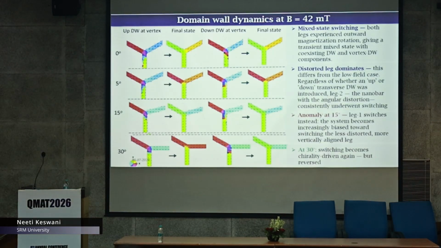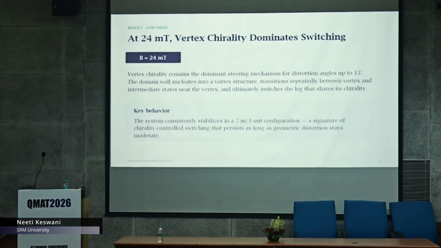Now let us try to understand why it is happening. Just take away from my previous presentation that at 24 millitesla, wherever there is an up domain, if the magnetization is in this direction, leg 1 is switching. If it is a down domain, leg 2 is switching. That's the key behavior, and we observe that at 30 degree there was a break of chirality.